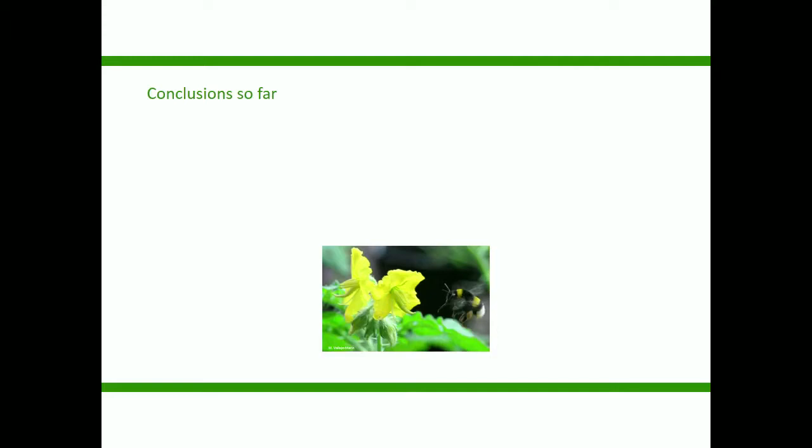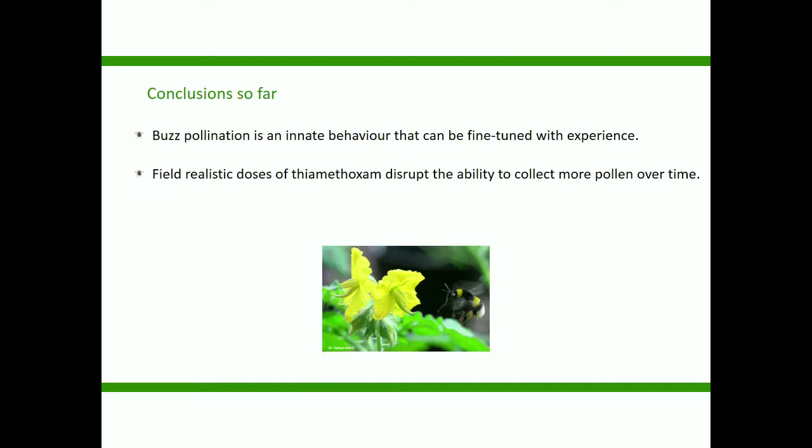So what can we conclude from this experiment so far? Buzz pollination is an innate behaviour, but it can be fine-tuned with increasing experience. Field realistic doses of the neonic thiamethoxam disrupt the ability of bees to learn to improve their buzz pollination and collect more pollen over time. And this does have consequences for the fitness of bumblebee colonies, because if workers are bringing less pollen back to their hives, that will have consequences for the successful growth and reproduction of that colony, as other studies have shown.